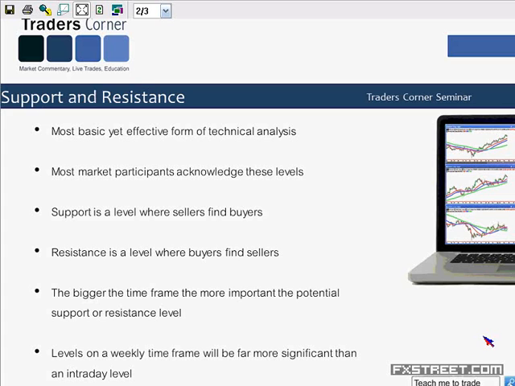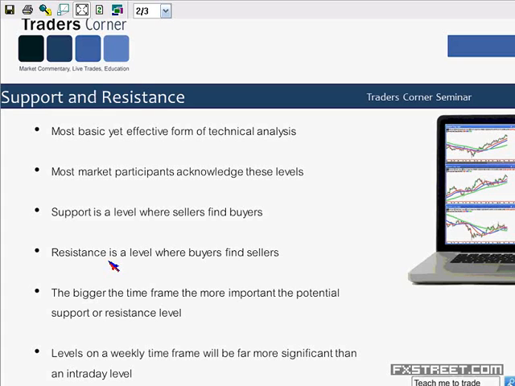Now, just going to the question, Jack, you had about, are these levels accurate on a 5-minute? Yes, they are. As you can see here, the bigger the time frame, the more important the potential support or resistance level is. So on the shorter term time frames, you can definitely trade from those levels. You just got to wait for a reaction.